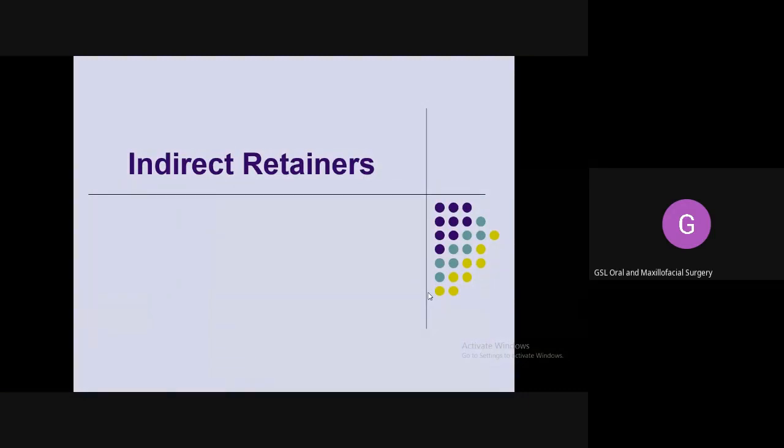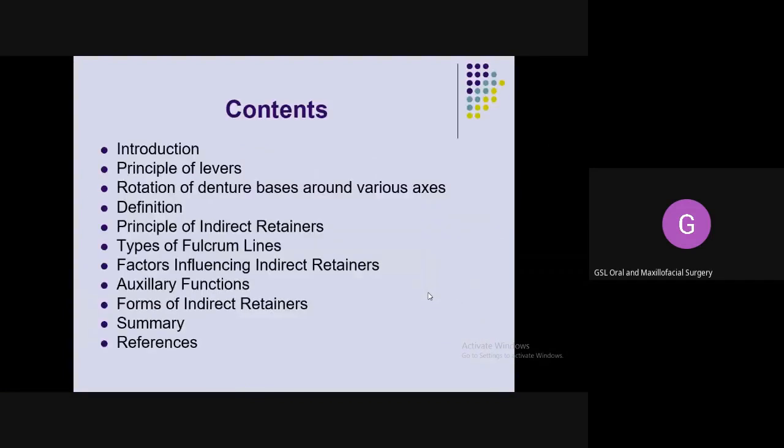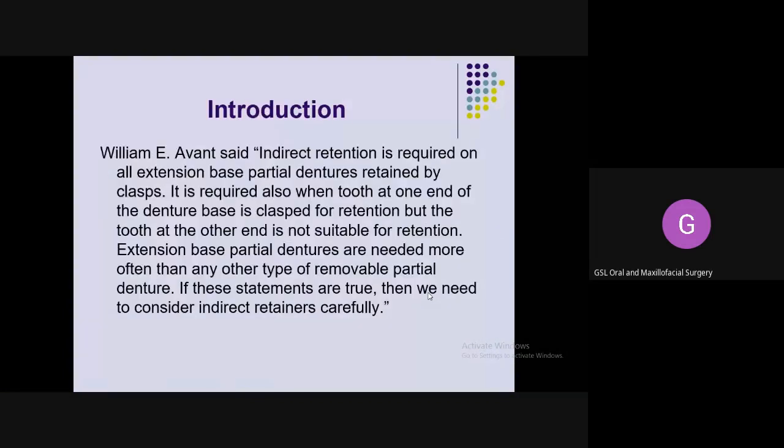Today we'll discuss indirect retainers. According to William E., indirect retention is required on all distal extension denture bases, that is, the displacement denture bases, which are tissue-supported. So when you require a Class 1 or Class 2 partial denture, that is, a distal extension denture base situation, in Class 1 and Class 2 cases, we need indirect retention.